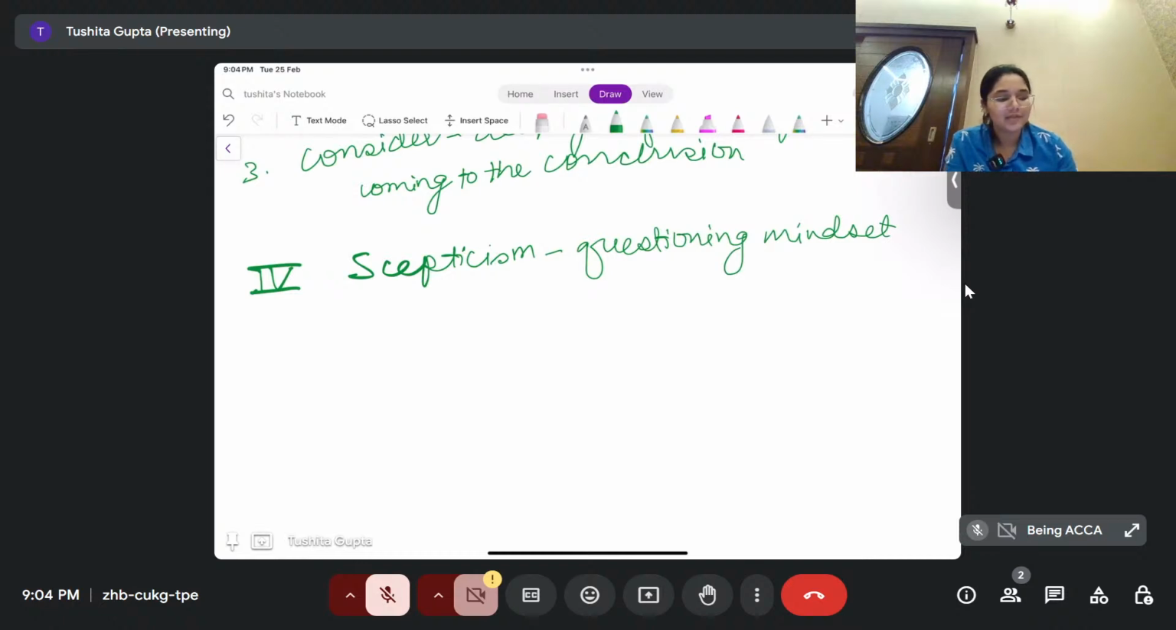So, under skepticism also we are going to take care of 3 things. The number 1 thing is going to be probe. What does the word probe mean? Probe means to search about something, to search into or examine something thoroughly.